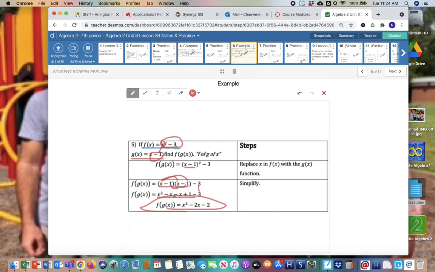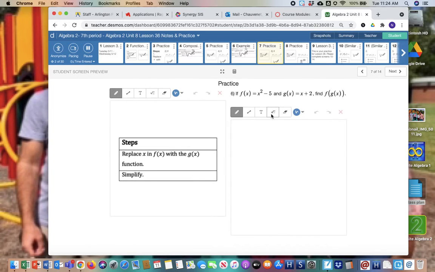Okay? All right. So let's show that out where we do all the steps. So here it says f of x equals x squared minus 5, and g of x equals x plus 2. We're supposed to find f of g of x. So I start with writing the f of x equation. F of x equals x squared minus 5. And now I'm going to do f of g of x. So when I do f of g of x, again, what we're doing here is I'm replacing this x with the x plus 2. So I go x plus 2, and then squared, and then minus 5.